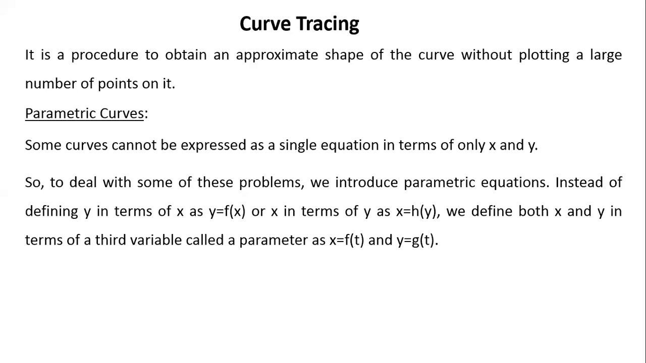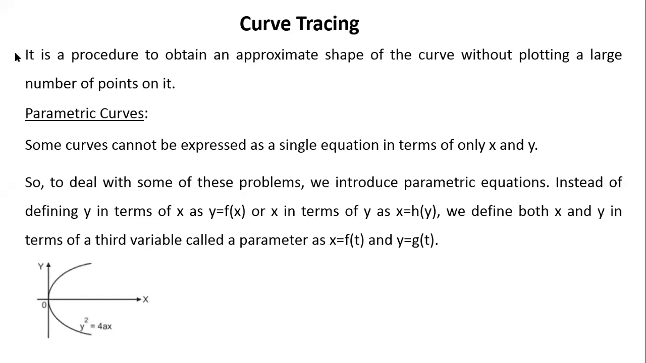So instead of that, we define two different equations. First involves x as a function of t, and the second involves y as another function of t. T is called the parameter. And here in the first equation there is no y, in the second equation there is no x. Of course, there are some Cartesian equations which can be converted into parametric equations.